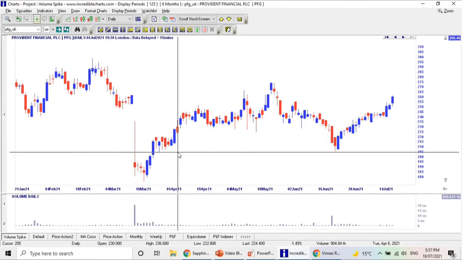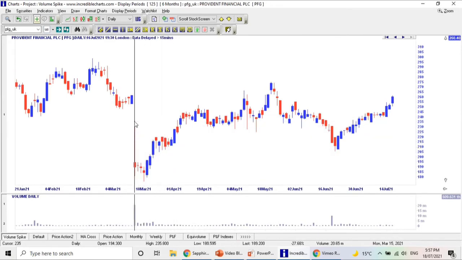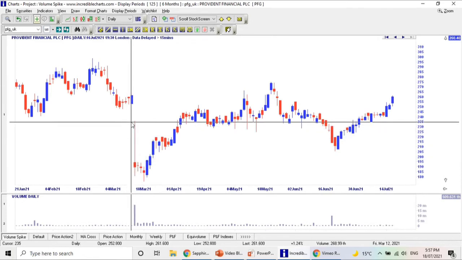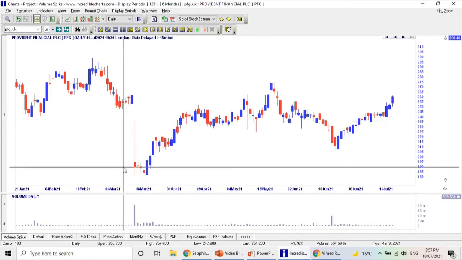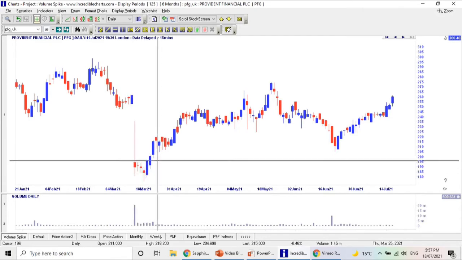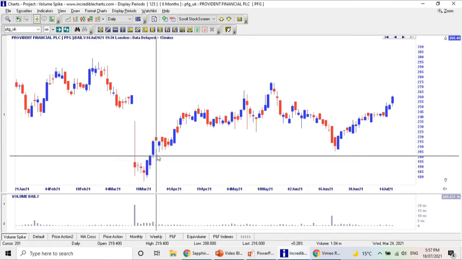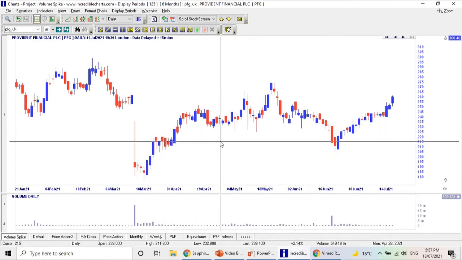So here is another interesting example of another British company. On the day of this spike, there is a huge price movement, as you can see, from the top of the candle to the bottom of the candle, following which the stock kept on moving up and up. And for all consecutive days, as you can see, the stock moved up.